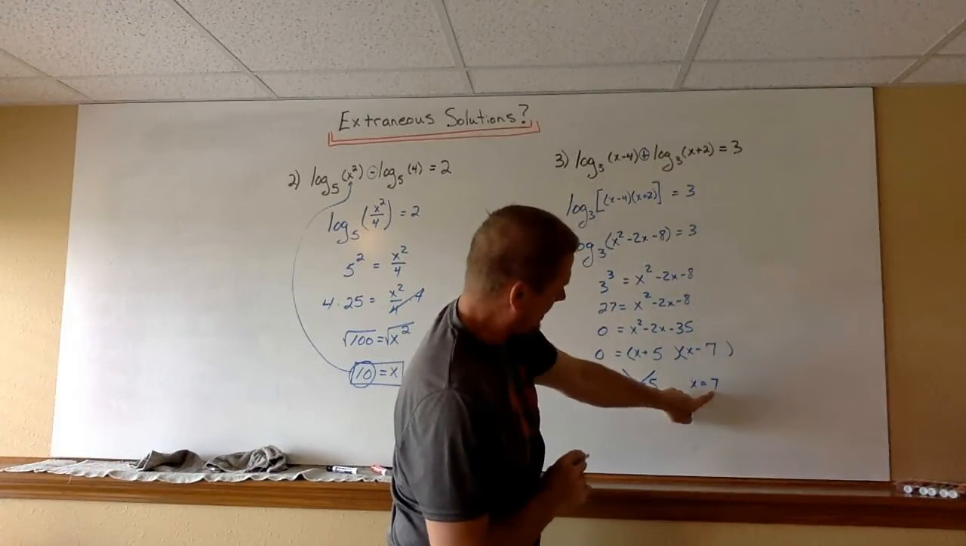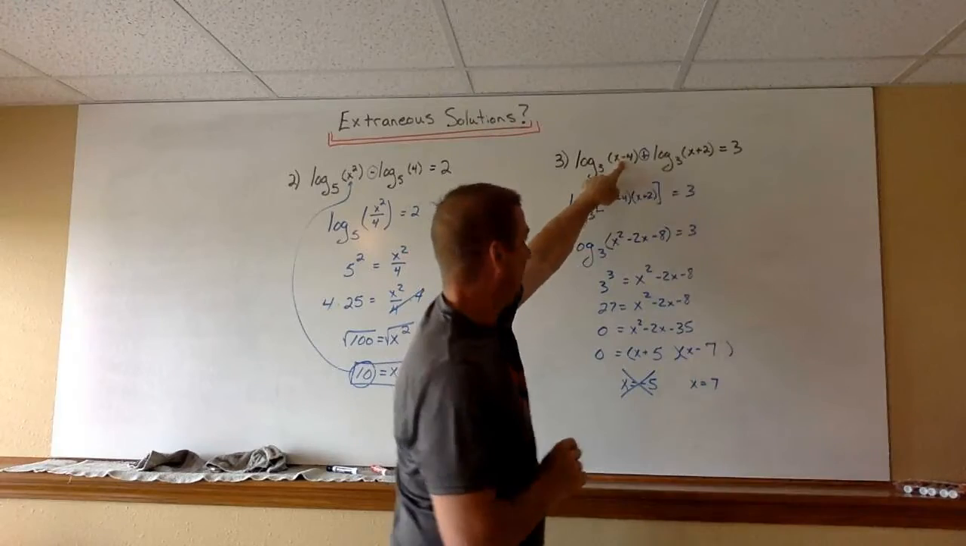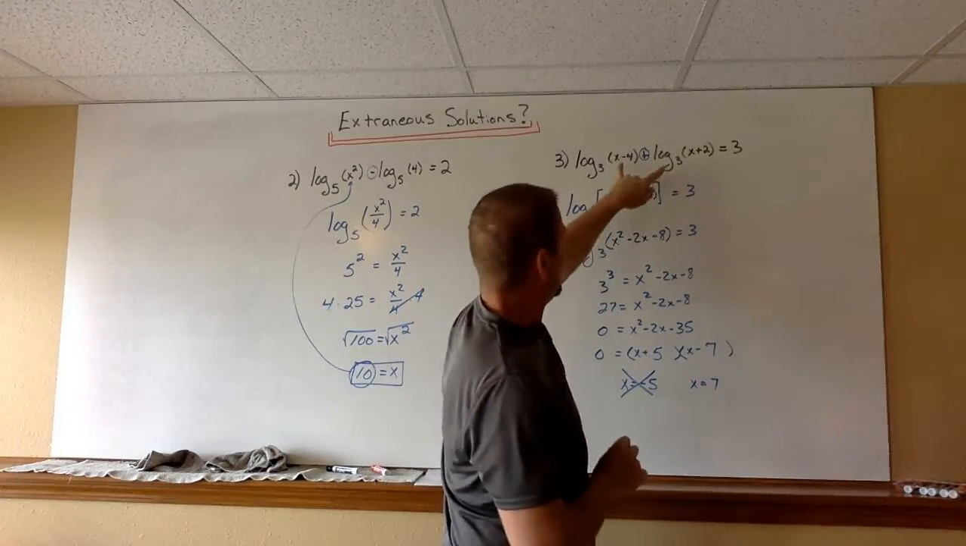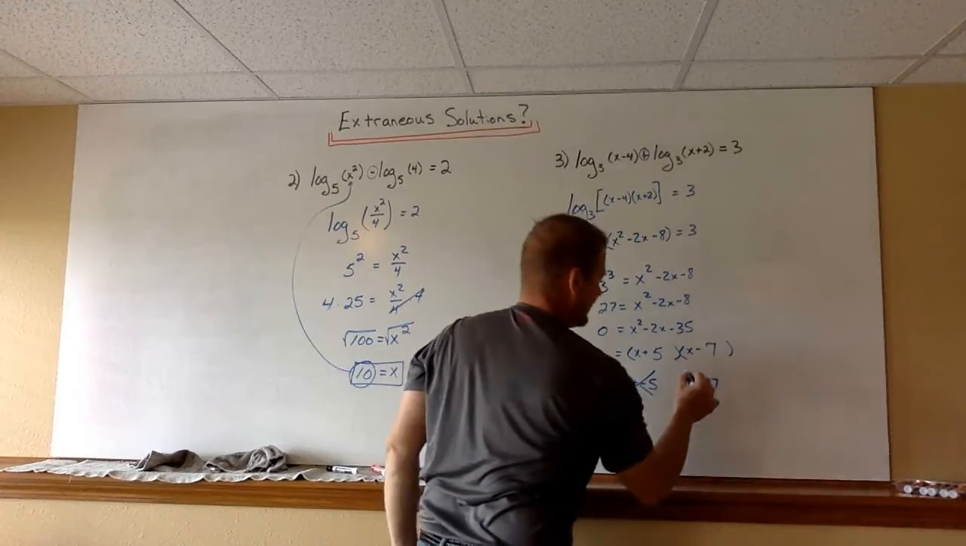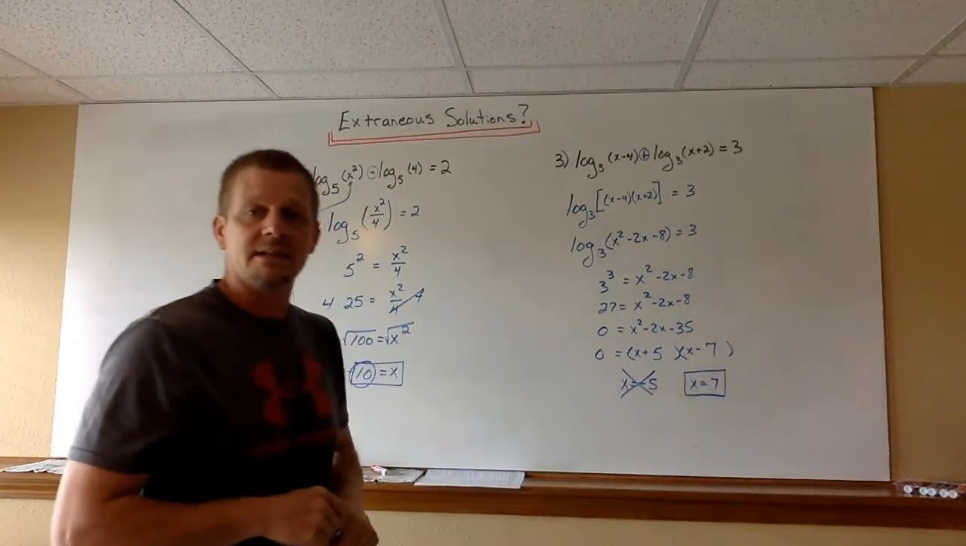So I'm going to take 7. 7 minus 4 gives me a 3. That's okay. And 7 plus 2 gives me a positive 9 in there. So my arguments all stayed positive. So this only has the solution of x equals 7.